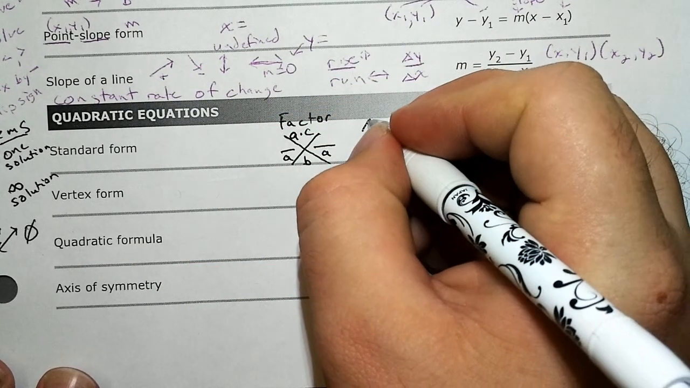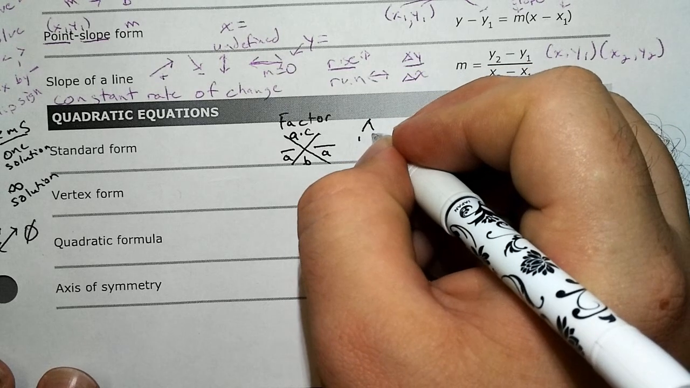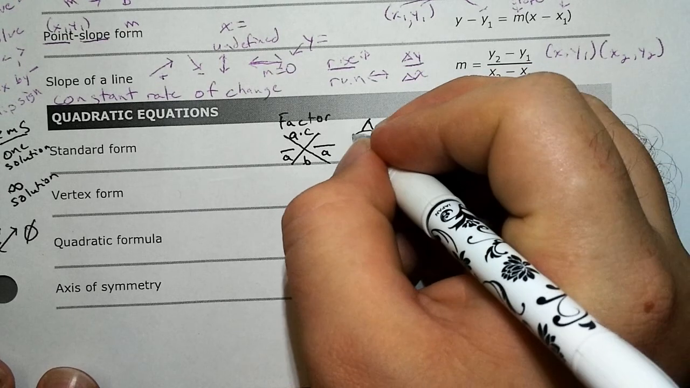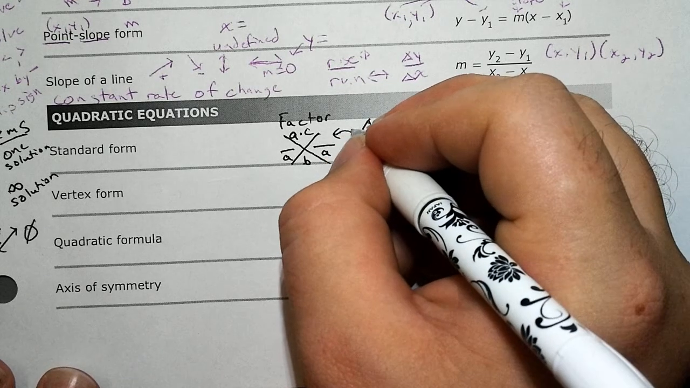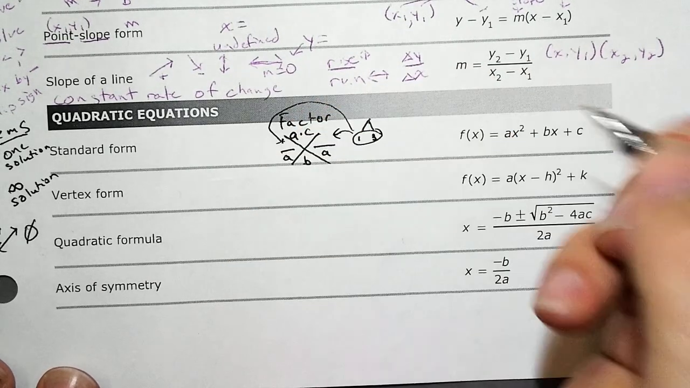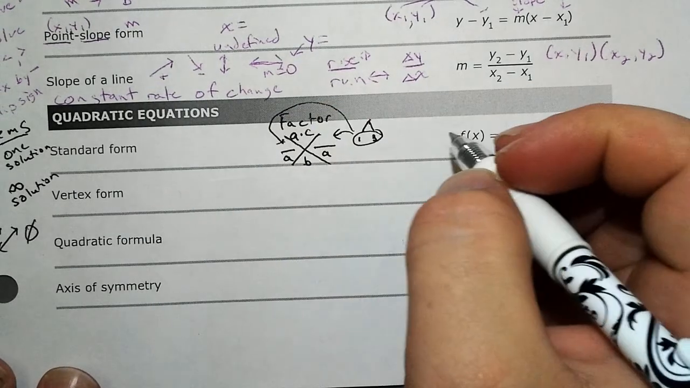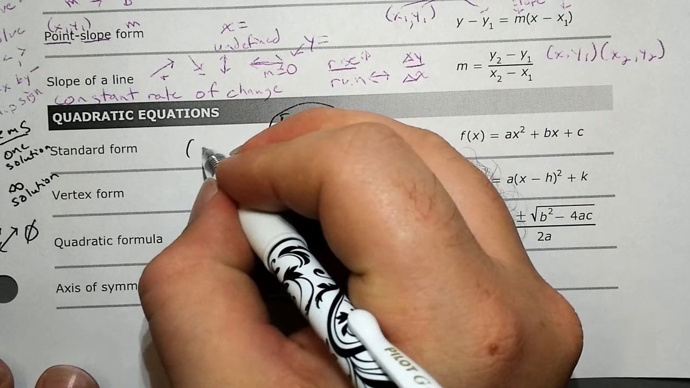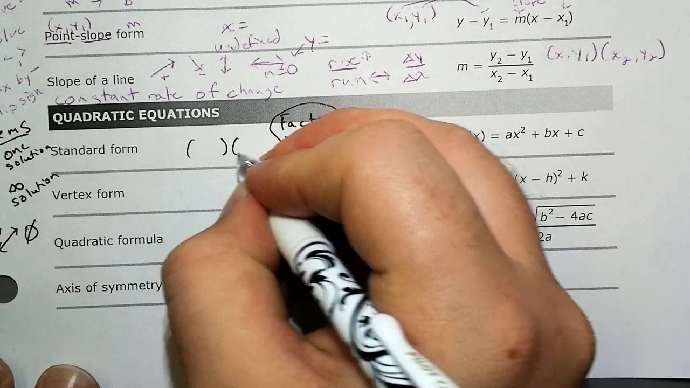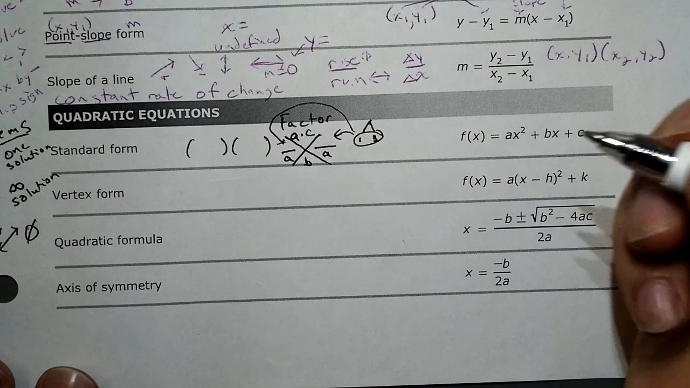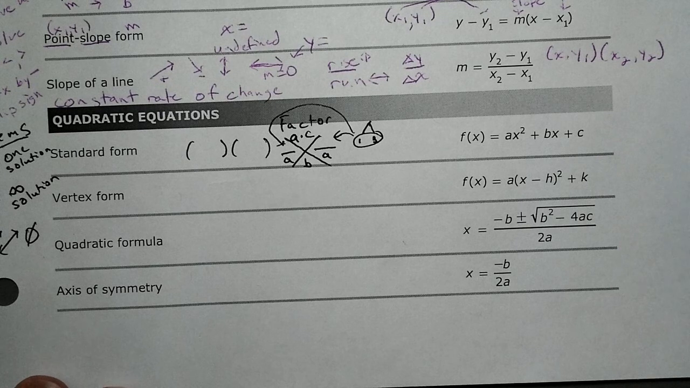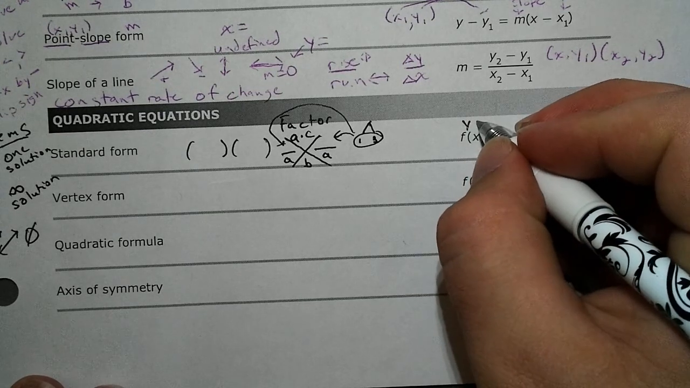So, tree method, get all your terms, circle, plug those in, right? Put it in above your a. Your final answer for factoring is always going to be something and something. Remember, you see f of x, that just means y equals.